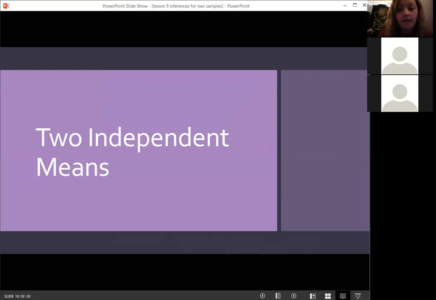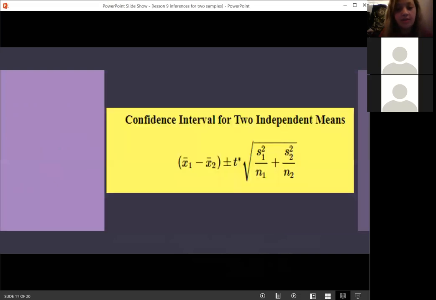All right, so now we're going to talk about two independent means. We just talked about two independent proportions, so now we're going to move on to means. So we're talking about quantitative variables here. Once again, this is our equation to find our confidence interval for two independent means. Remember, we're going to use these symbols for x bar, because these are going to be our sample mean 1 and sample mean 2. So this is going to be our point estimate, remember.